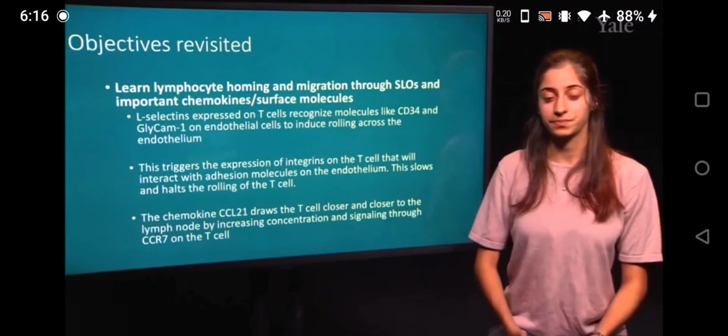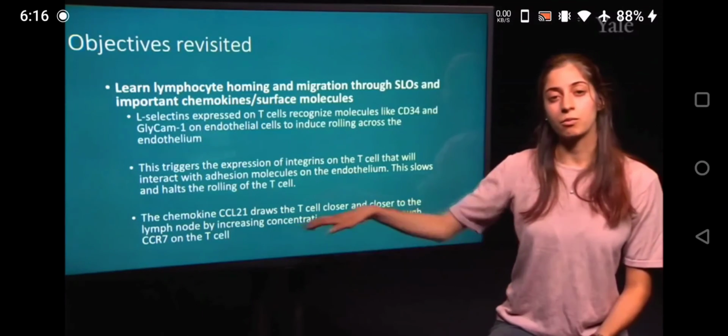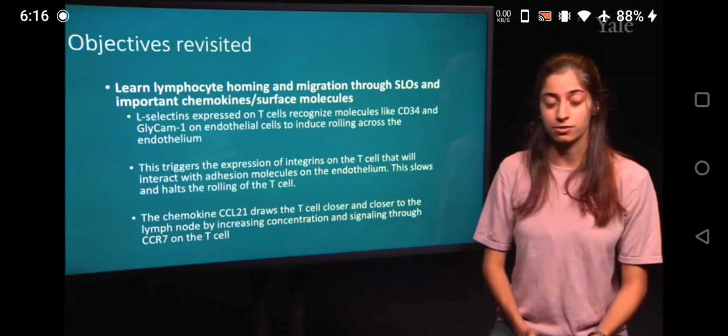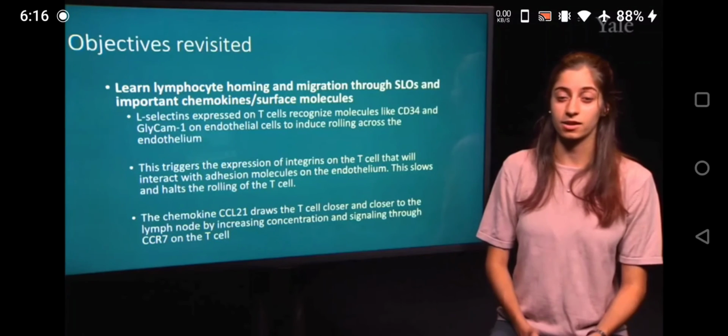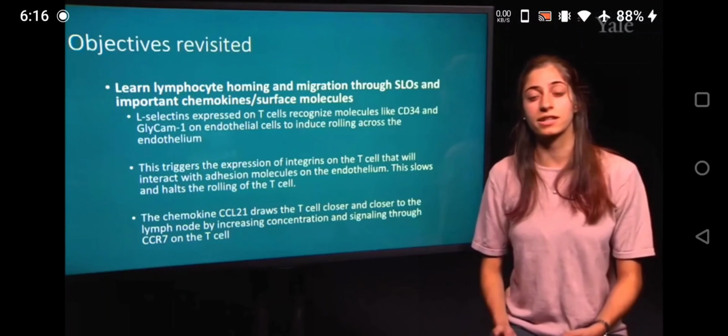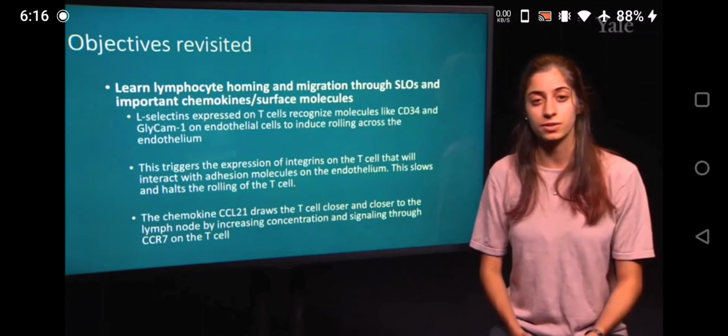We know that once the rolling action has stopped, the T cell is able to migrate through the endothelium in a process called diapedesis, and then the T cell follows an increasing concentration of CCL21 and CXCL12 towards the lymph node.